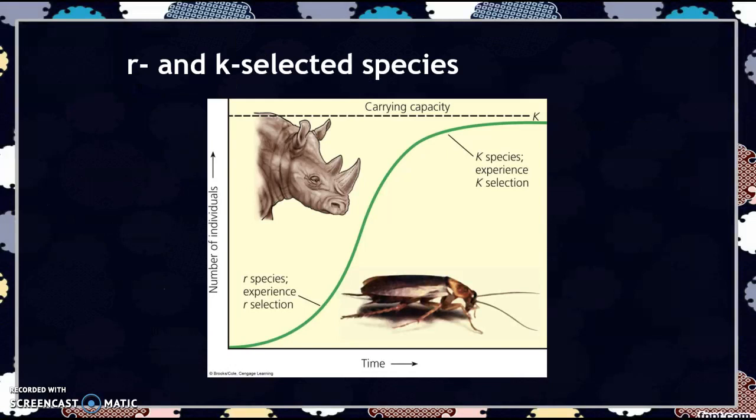So my R-selected species are usually things like insects. They reproduce quickly, they don't live very long, they have a short gestational period. K-selected species are things like rhinos.